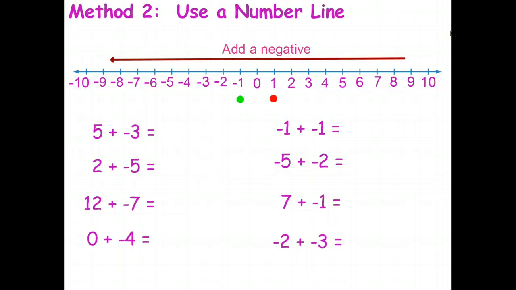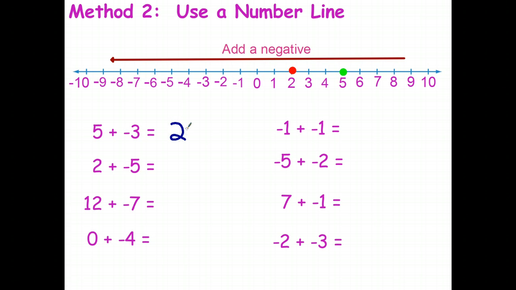What if you're adding a negative? Let's do the first one or two together, then you'll have a go at the rest of them. So here I start at 5, so I put my green dot at 5. Now if I'm adding a negative number, that's like basically being given a bill, which means I'm going to end up going to the left, in this case by 3 units. 1, 2, 3. So 5 plus negative 3 leaves me at positive 2.